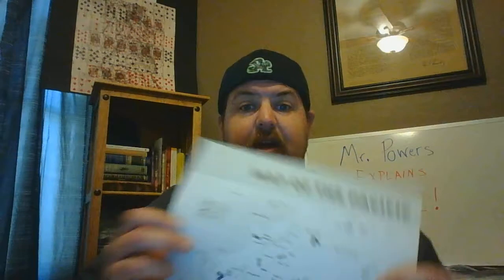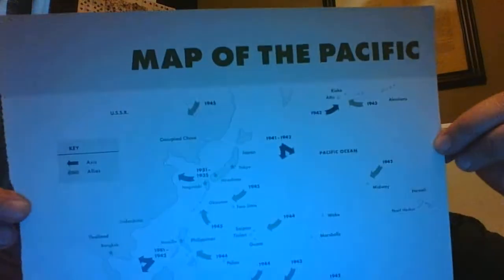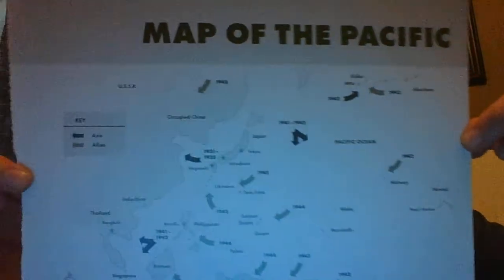So, really quickly, just so you understand what Japan's thought process is, I have a map of the Pacific. So here is what Japan started to do during their escalation of World War II.